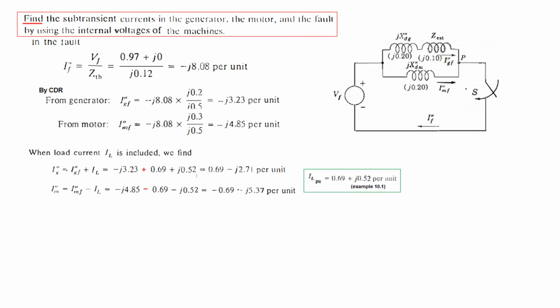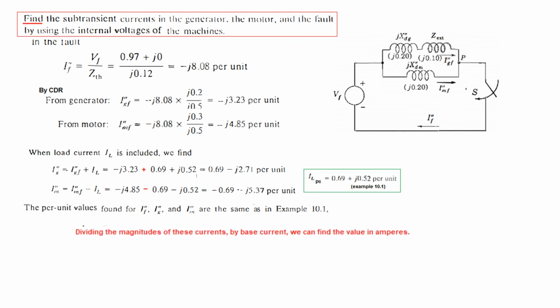Now if you want to include the load current, which sometimes is neglected, we had found the load current in example 10.1. This was the load current in per unit. So we just add it in the generator and subtract it from the motor, because in the motor the direction was opposite. And so we get these two subtransient currents. These are the per unit values. It is the same as we found in example 10.1.